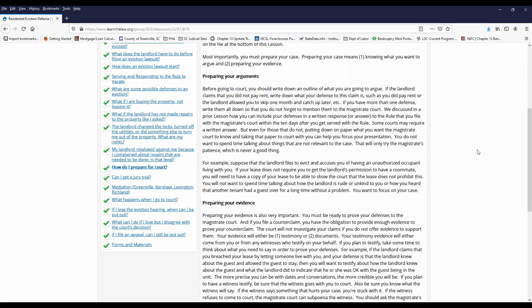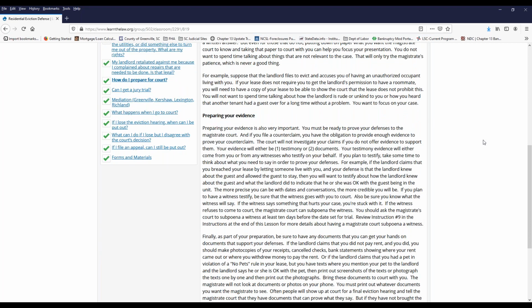But I think the two things you want to keep in mind is you want to know what your argument is, and you want to prepare your evidence to support that argument. And you want to be very conscientious about keeping things separate. So really, you should write down an outline of what you want to argue. If the landlord claims you didn't pay rent, write down what your defenses are, such as I did pay rent, or the landlord allowed me to skip this 1 month and allowed me to catch up later. So the fact that I didn't pay March was not a breach, or the landlord waived that breach. If you have multiple defenses, write them all down because this is your only opportunity to get out your defenses to the magistrate.